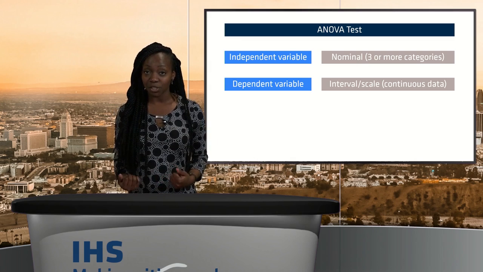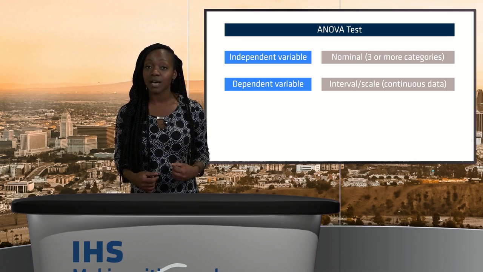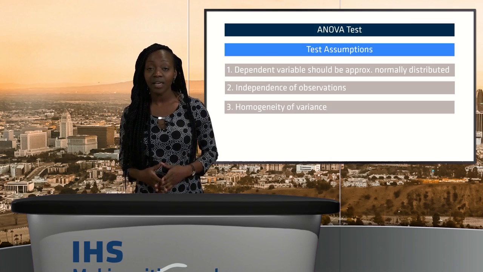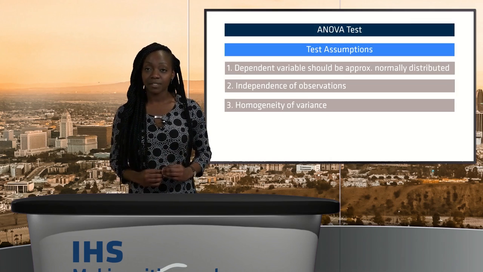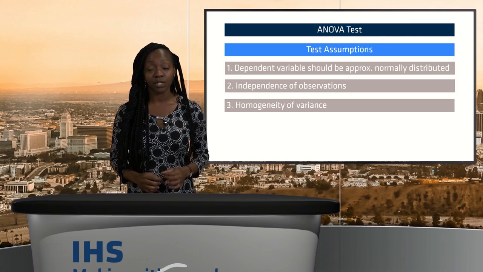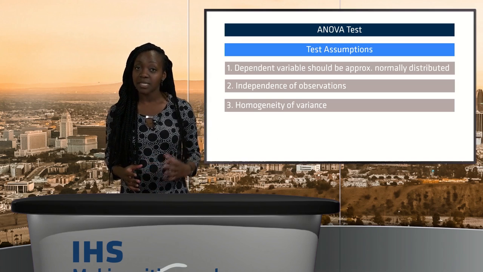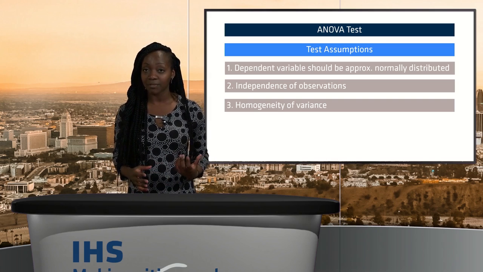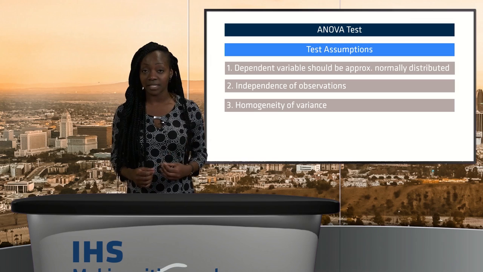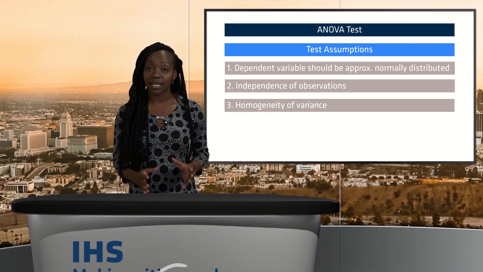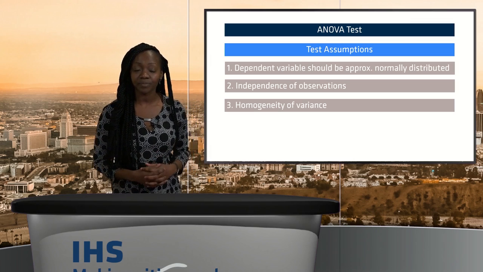Just like the other inferential tests, some conditions have to be met before we perform the test. Firstly, the dependent variable should be approximately normally distributed. Secondly, you should have independence of observations. This is similar to the explanation I gave in the previous video when looking into the chi-square test and the t-test. Lastly, there should be homogeneity of variance.